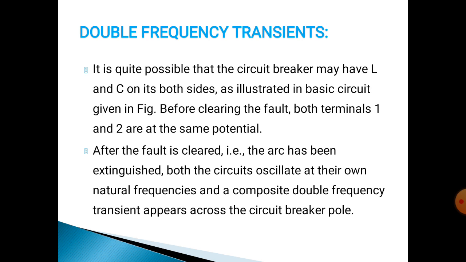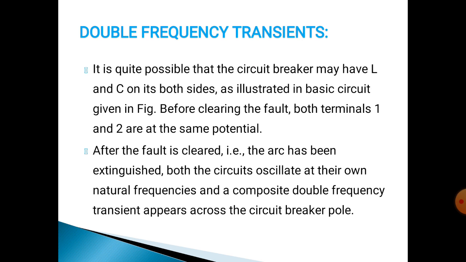We have considered any one circuit, and that circuit is divided into two parts. The first one is the source side and the second one is the load side. These two parts can be separated by using a circuit breaker, that means it acts as a switch. When a fault occurs in the power system, the switch, that means the circuit breaker, will open.